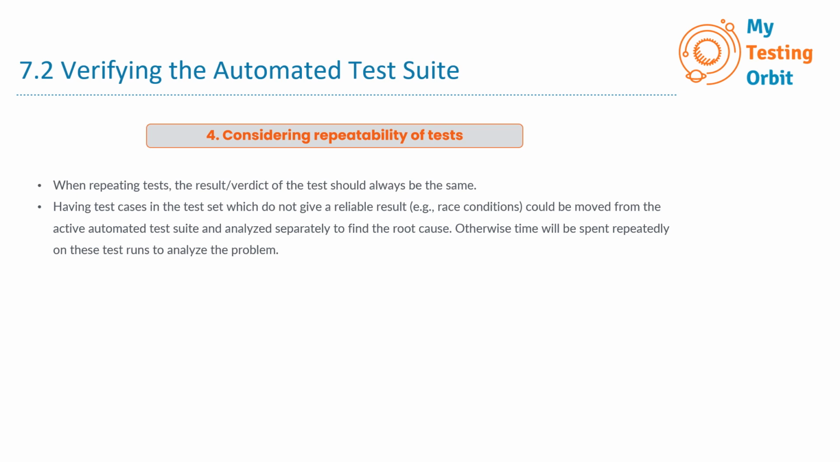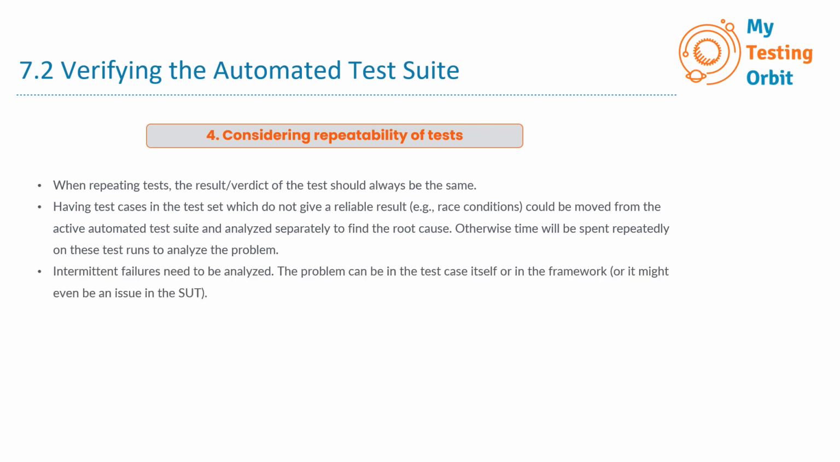So it is important to identify and separate these unreliable tests so that we can analyze them and understand what is causing the inconsistency in results, and then address the issue or issues which are causing the race conditions for a more reliable testing process. So I hope that this one is clear.